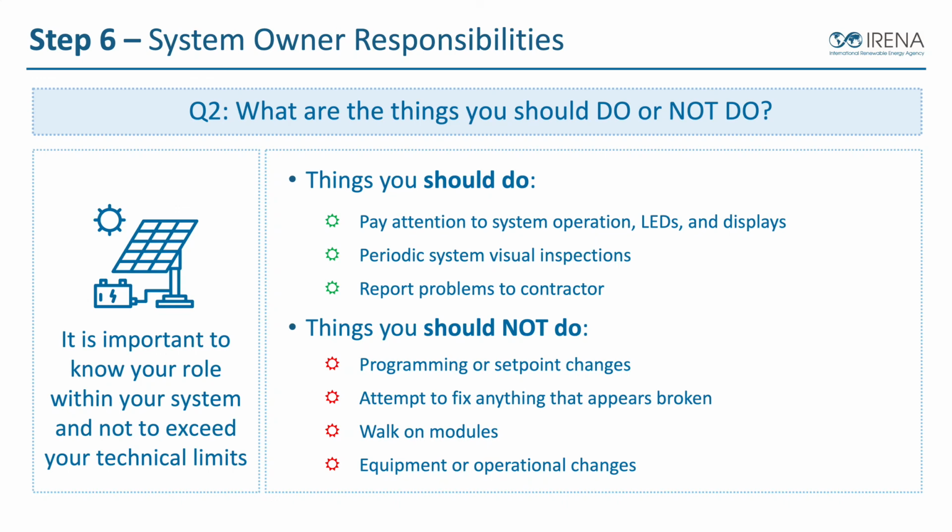We also never want to walk on solar modules. We can do damage by walking on or climbing on top of solar modules. So we don't want to encourage a system owner to go out, or send maintenance people out, and walk across or move around on the solar modules. That can void the warranty, and it can create damage in ways that can reduce the output of the system. And we don't want to make any equipment or operational changes. There's a lot of things we don't want to do, or we could end up damaging equipment or voiding warranties if it's beyond our scope.